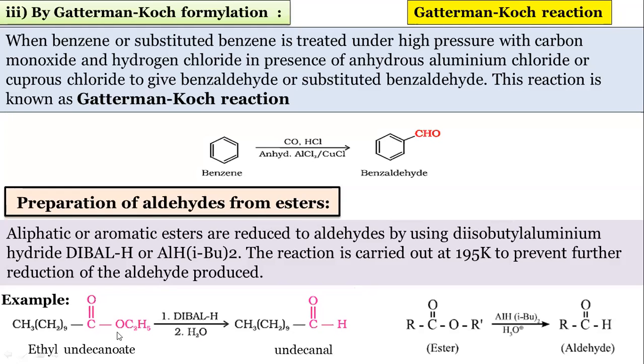So directly we will take the example of this. One ester is given here. The name of the ester is ethyl undecanoate. I think you know how to give the IUPAC names of the esters. First, we have to take the group attached to the oxygen. It is C2H5, this is ethyl. Undecanoate means there should be 11 carbons. So this is carbon number 1. These are the 9 carbons. This is 9 plus 1, 10, and 10 plus 1, 11. So 11 carbons are there. That's why it is called undecanoate.